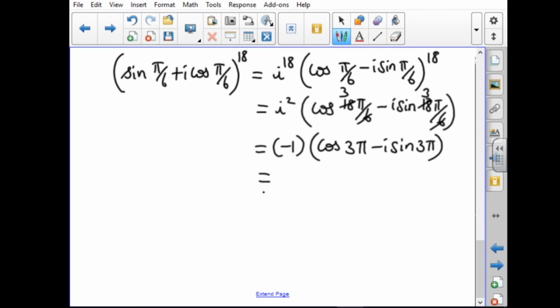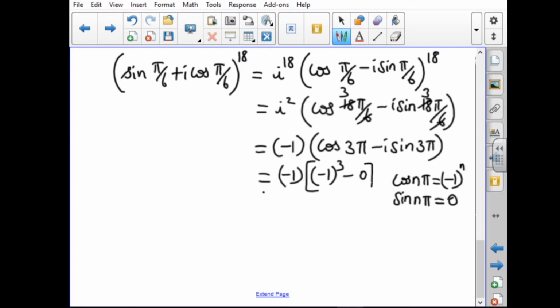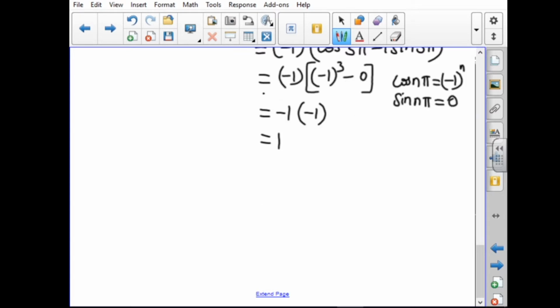So we know that already cos n pi is equal to (minus 1) whole power n. Sin n pi is equal to 0. So now we can write this as minus 1 into cos 3 pi, so (minus 1) whole power 3, okay, minus sin n pi is 0. So this term will become 0. (Minus 1) whole power 3, power is odd, so the answer will be minus 1. So minus 1 into minus 1, answer is equal to 1. So the answer for (sin pi by 6 + i cos pi by 6) whole power 18 is equal to 1.